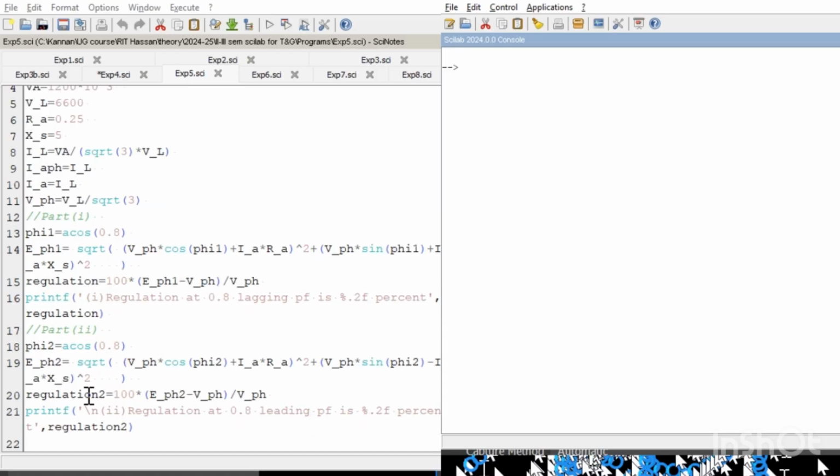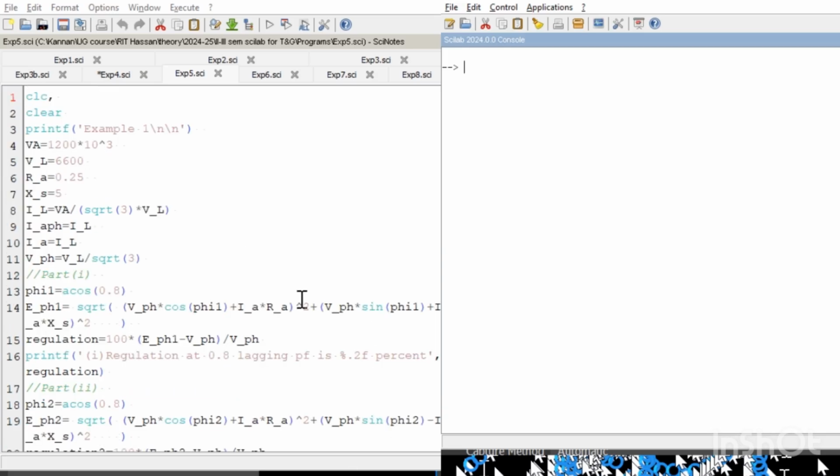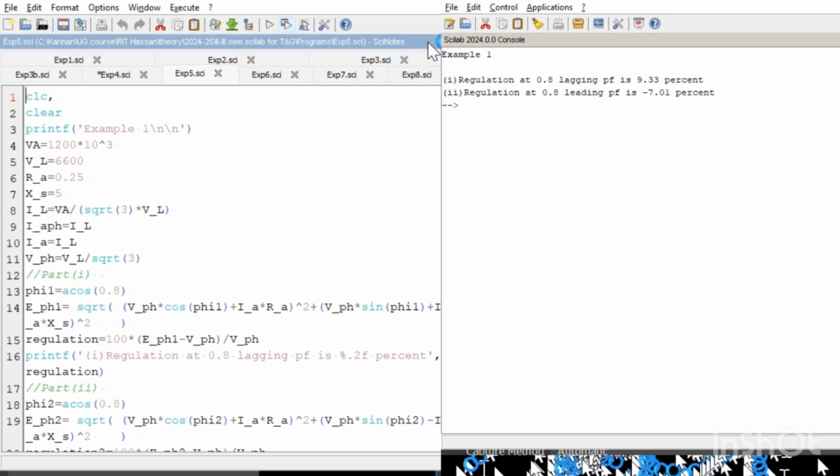If we run this program, we will get the regulation at 0.8 lagging power factor, and you can see we have a regulation at 0.8 leading and 0.8 lagging. If we run this, we get at which percentage the regulation lags and the regulation leads. So we run this program. You can see we get the regulation at 0.8 lagging power factor is 9.33%, whereas the regulation at 0.8 leading power factor is minus 7.01%.